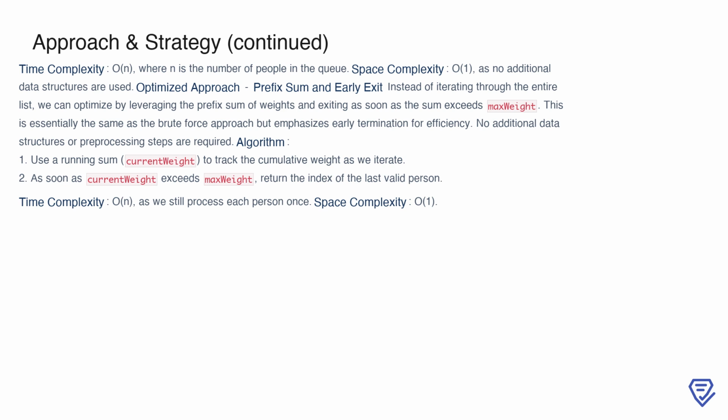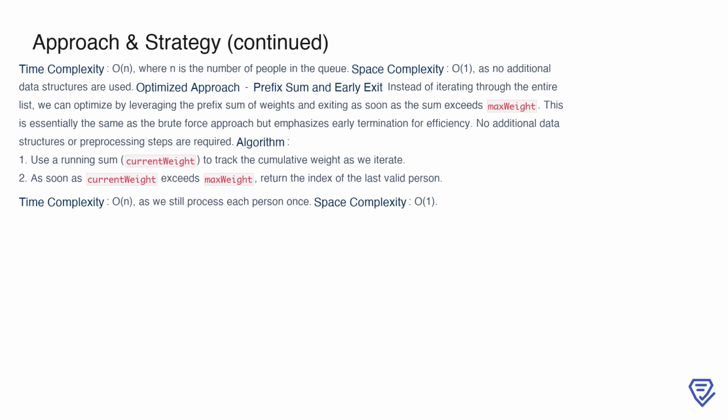Now, to optimize this process, we can make use of the principle of early termination. By leveraging the prefix sum of weights, we can stop processing as soon as the sum exceeds the elevator's maximum capacity. This optimized approach simplifies the brute force logic and emphasizes efficiency by avoiding unnecessary calculations after exceeding the weight limit. The algorithm for this optimized version remains similar: maintain a running sum for the cumulative weight, and as soon as it exceeds the maximum allowed weight, return the index of the last valid person.